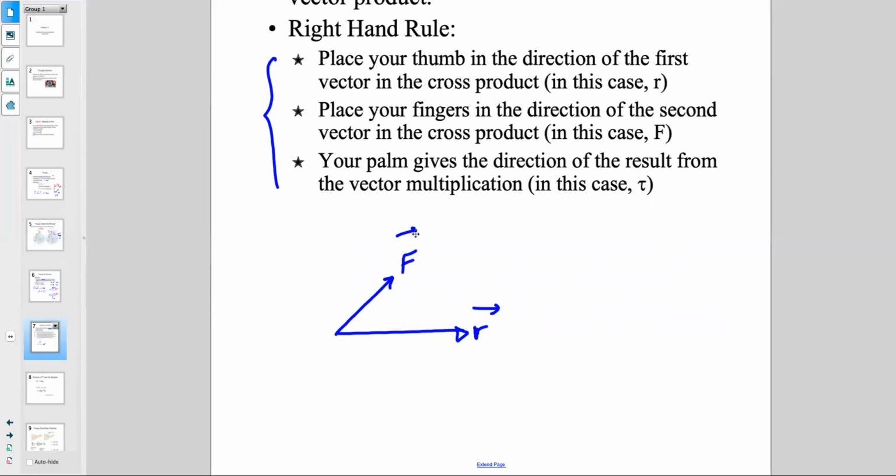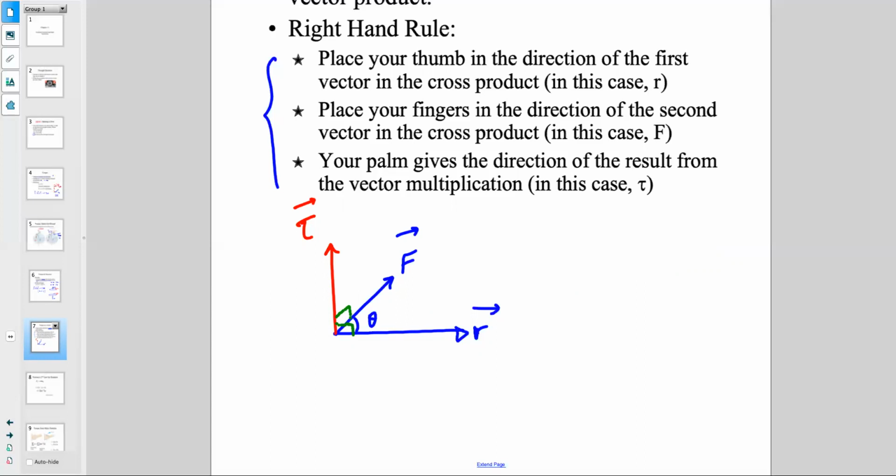Let's say that this is F. That's the angle between these two. Then the right-hand rule says your palm gives the direction of the result of the vector multiplication, which in this case is tau. So from our perspective, this would be tau, and it's a vector. And this is a 90-degree angle. This angle is also 90 degrees. It's like a corner of your room.